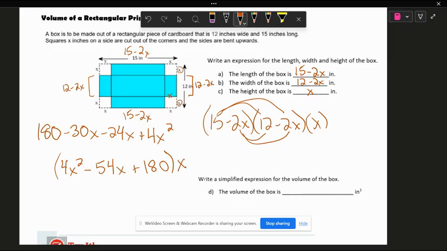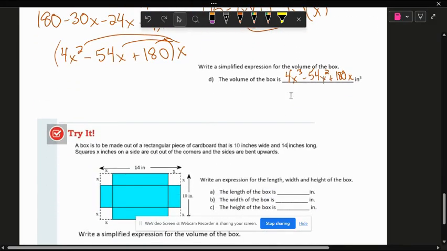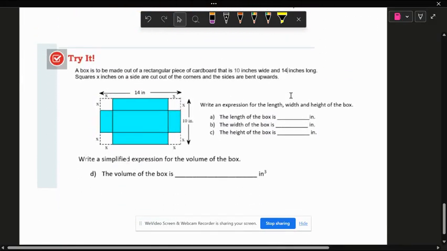But then we have to multiply it by x because we still have that other dimension there. And all that does is add an x to each term. So the volume of the box would be 4x cubed minus 54x squared plus 180x inches cubed. And that's all we're doing there. So now I want you to try this last problem. Again, it's just like one that we're going to see on our LTQ, so make sure that we know how to do this.